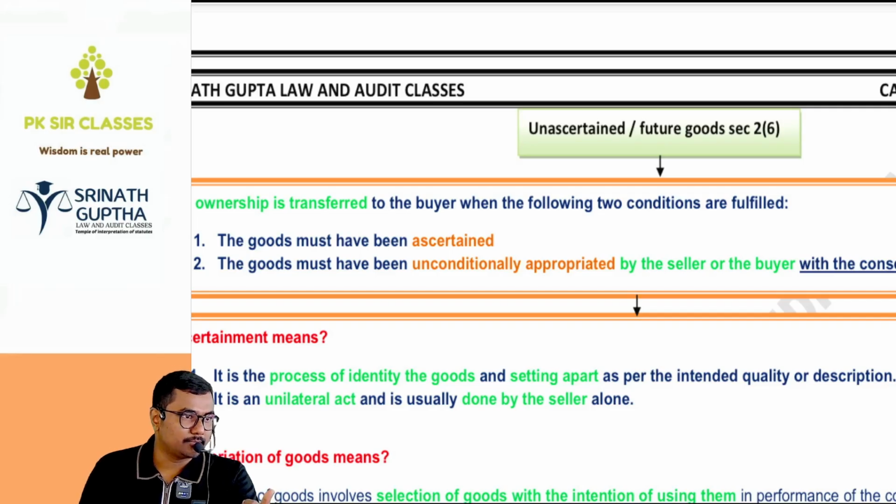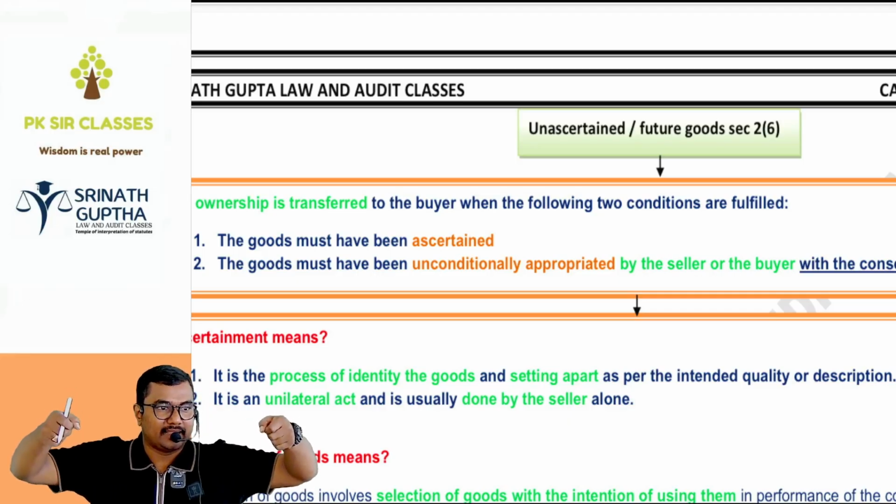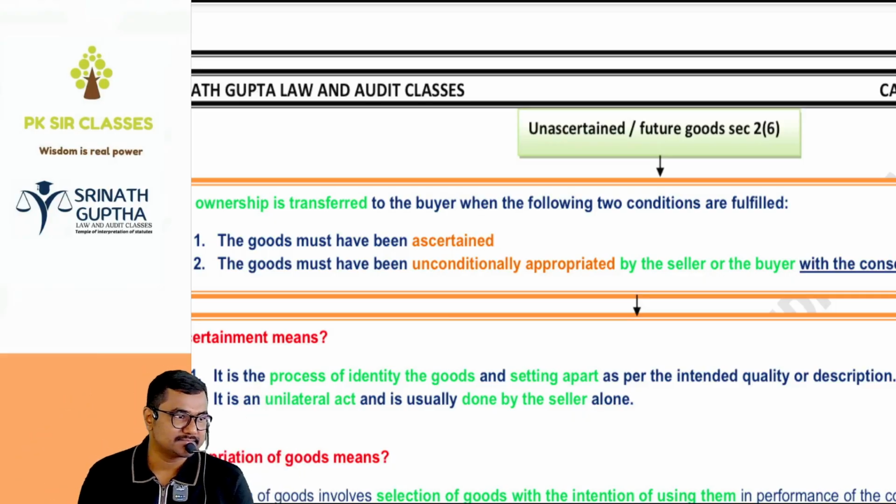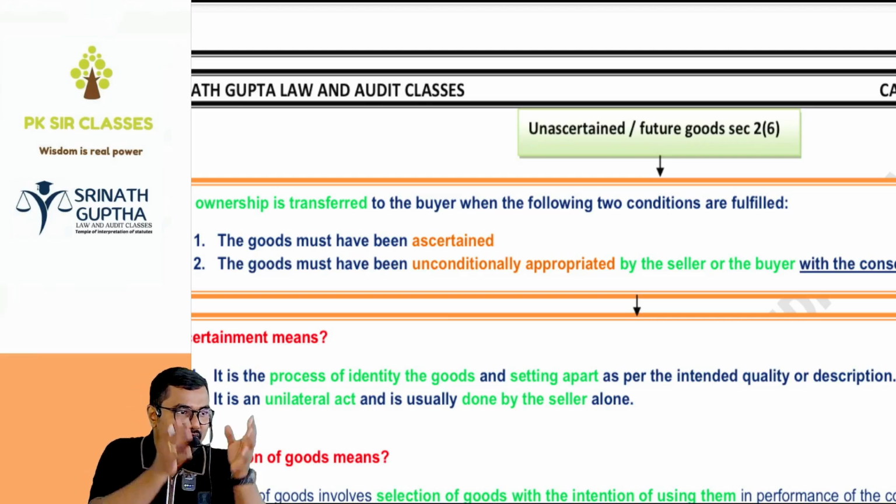Rajni came to my shop to purchase nariyals, coconuts. Outside the shop, I am keeping a bag. In that bag, 50 nariyals are there. So all of them are the unascertained goods. Out of these nariyals, Rajni selects one nariyal.